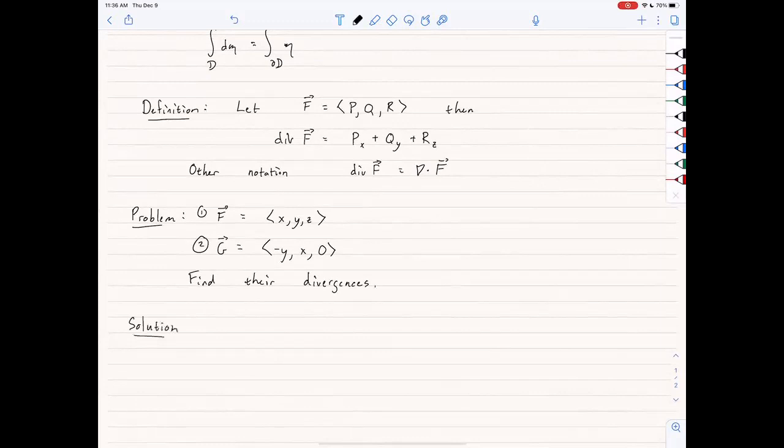Solution. Okay, we just apply it. Div F here: the derivative of x is 1, plus 1, plus 1, so we get 3. On the other hand, the divergence of G is 0 plus 0 plus 0.